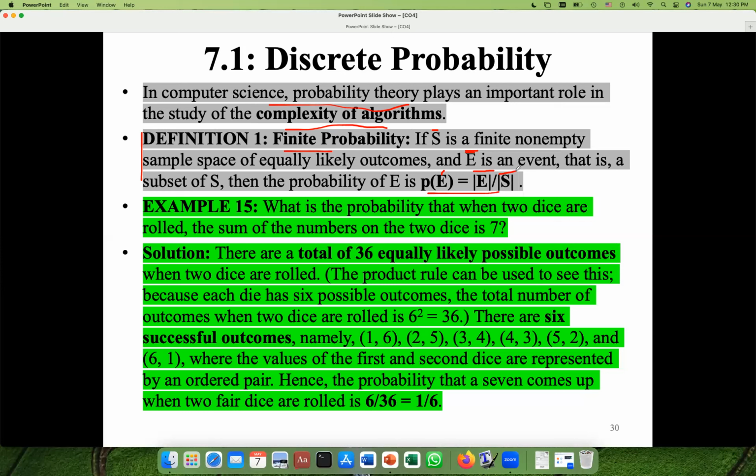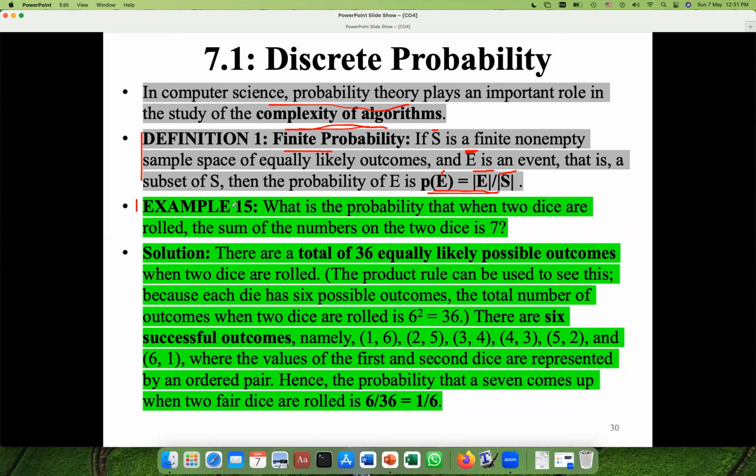For example, here, the size of the space is 10. And if any event, say you are talking about the 7th event, that is 1 event. So the size of that event is 1. So then you can say 1 over 10. So this is the simple definition for finite probability. The equation is simple. And we will see different kinds of probabilities with the passage of time, when we go through these slides.